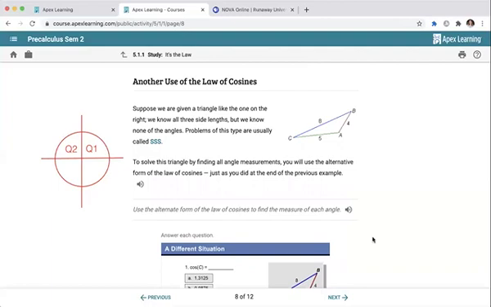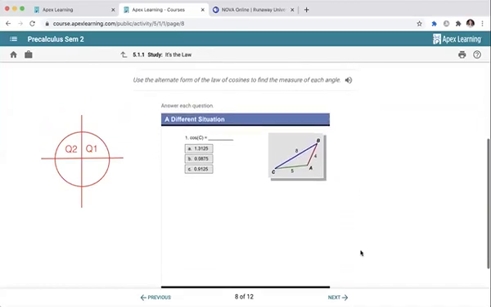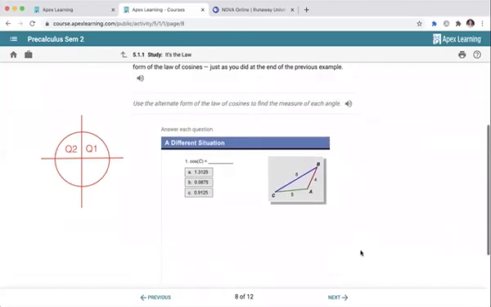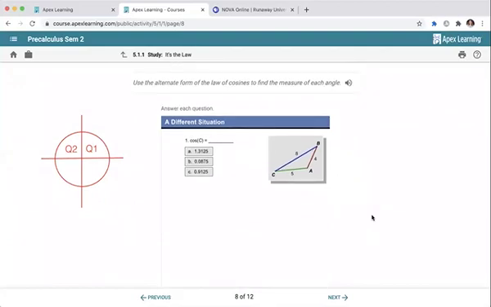Then finally, another use of this is if we're dealing with something called an SSS triangle. You can probably guess it means side, side, side triangle. So you know all three sides, and you have no idea about the angles. In order to solve for this, you're going to use the alternate form of cosine.